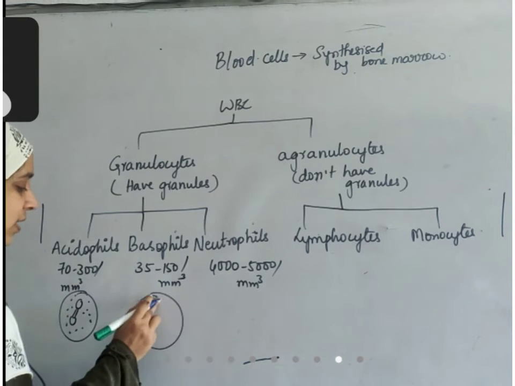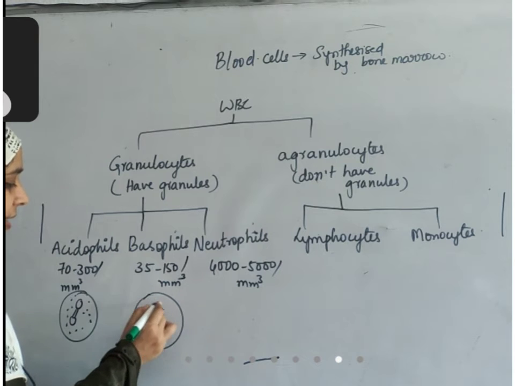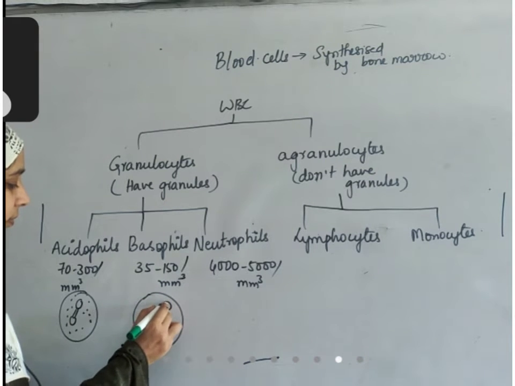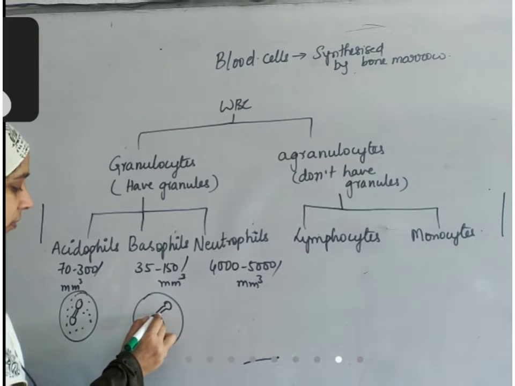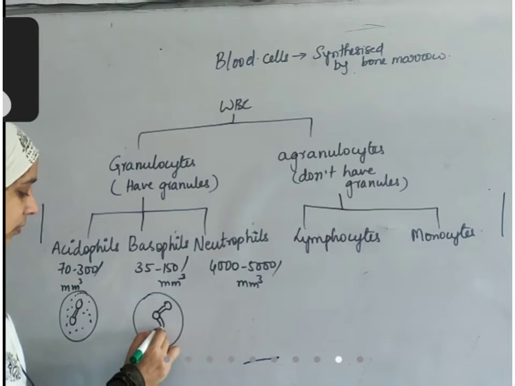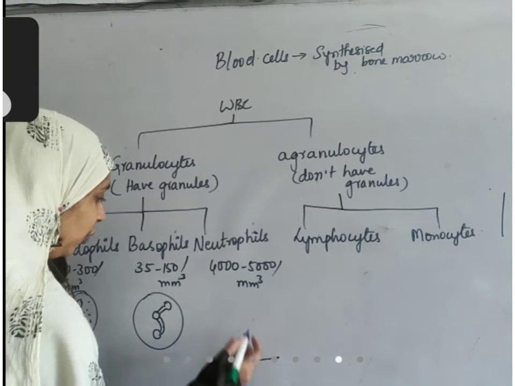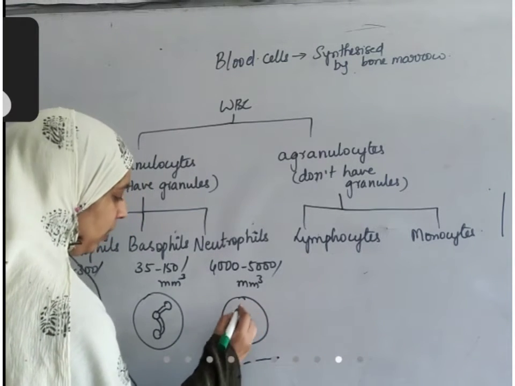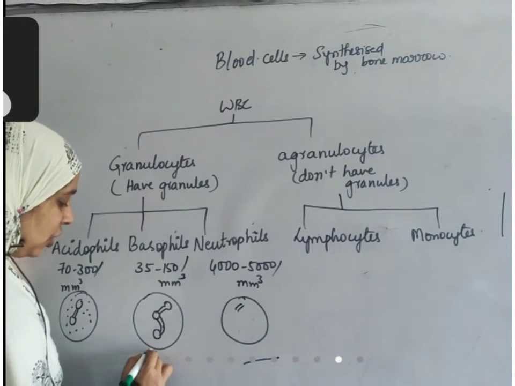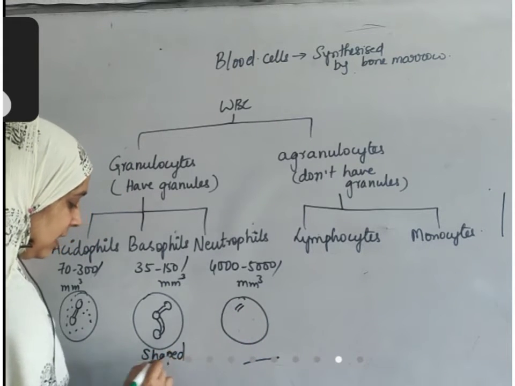In case of basophils, the nucleus is multilobed, like this. Neutrophils. What about neutrophils? In case of neutrophils also it is a multilobed nucleus, but here it is S-shaped. It has multiple lobes but it is S-shaped.